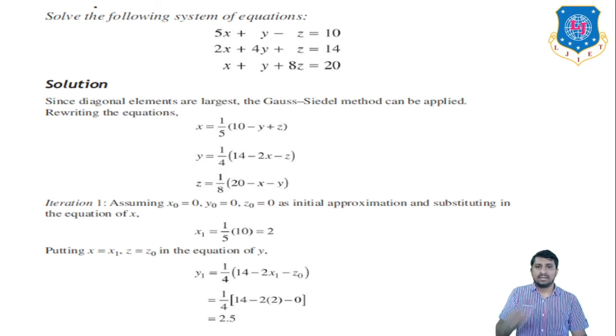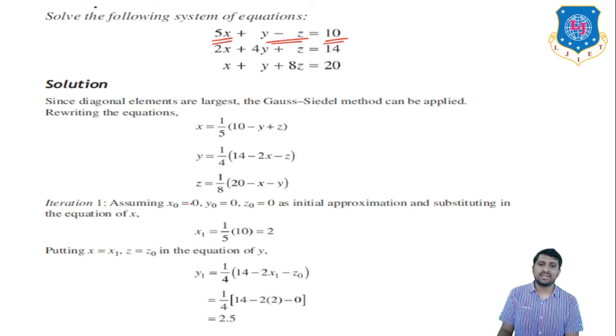Okay, let's try to solve one more example for the Gauss-Seidel method. Solve the following system of equations: 5x plus y minus z is equal to 10. So x is (10 minus y plus z) divided by 5. y is equal to (14 minus 2x minus z) divided by 4, and z is equal to (20 minus x minus y) divided by 8.